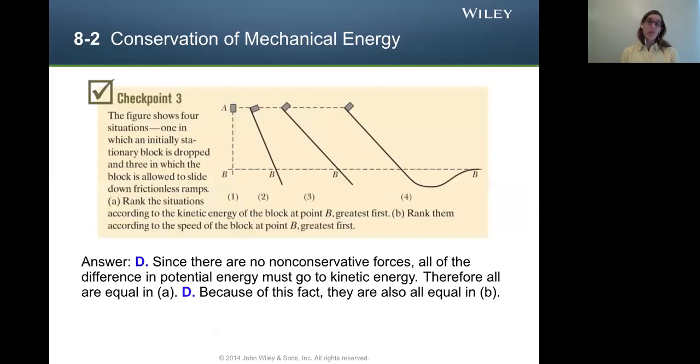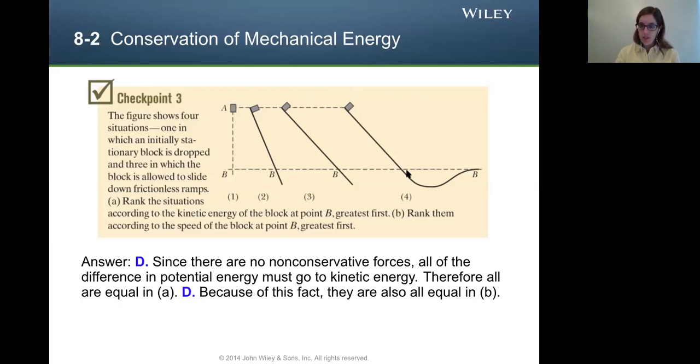It's D for both. It's all the same. And this is because it mentions that they're frictionless ramps. Because they're frictionless, then there's no non-conservative forces. And so the only thing we care about is the difference in height, the potential energy of each of them. Since they're all going through the same net difference in height, then they all have the same kinetic energy at point B and also the same speed at point B.